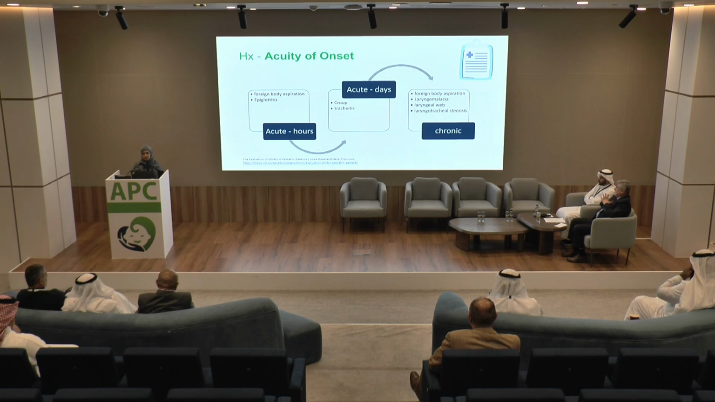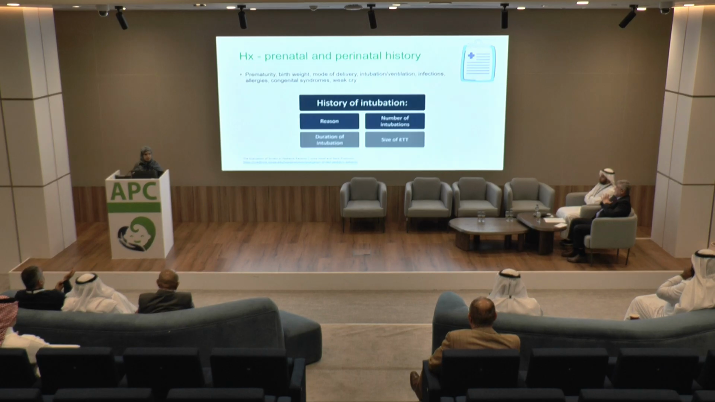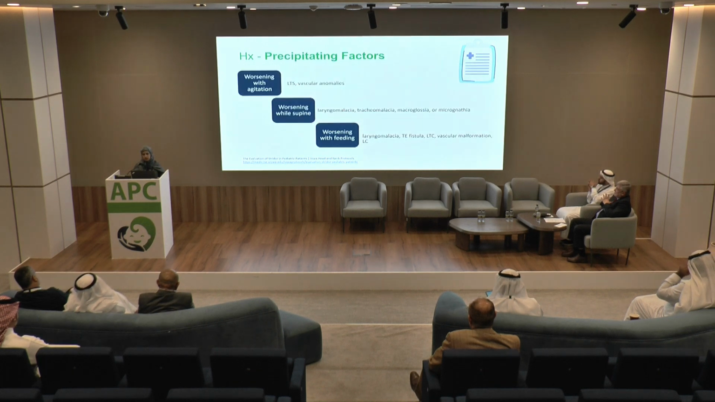Generally speaking, infectious etiologies come in hours or days, while chronic pathologies are more of the congenital pathologies that we can see. And in the history, the prenatal and birth history of the child is a very important point, like history of prematurity. Was the child admitted to NICU? Was the child intubated? What was the size of the tube? Was there any reported difficulty in intubating that child, and why? Those are very important points that can help us in guiding the diagnosis.